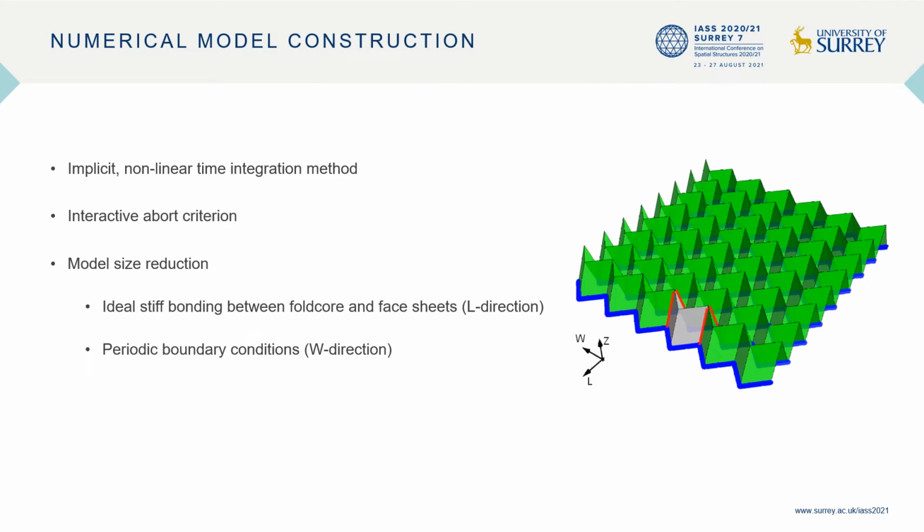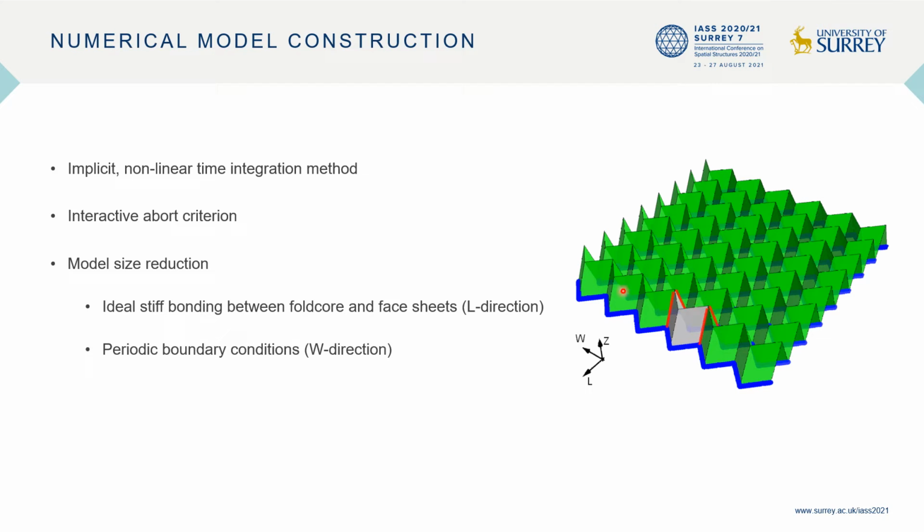In the second step, we need to set up the numerical model. We use an implicit nonlinear time integration method with an interactive abort criterion to reduce the simulation time. Furthermore, we apply a model size reduction, and therefore we assume that we have an ideal stiff bonding between the fold core and the face sheets, and therefore we are able to use only one row of these cells in the L direction to represent the mechanical behavior of the core.